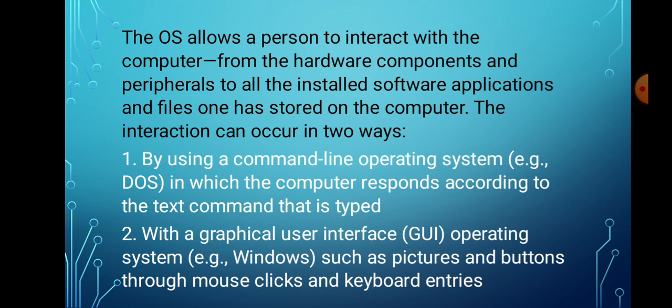The interaction can occur in two ways. One is by using a command line operating system such as DOS, in which the computer responds according to the command that is typed. Two, with a graphical user interface, or GUI, operating system such as Windows, using pictures and buttons through mouse clicks and keyboard entries.